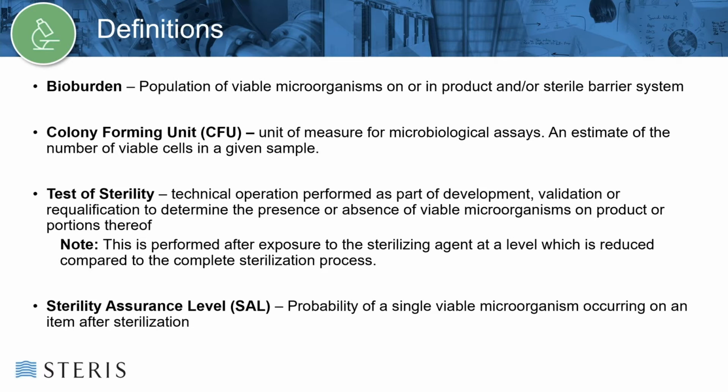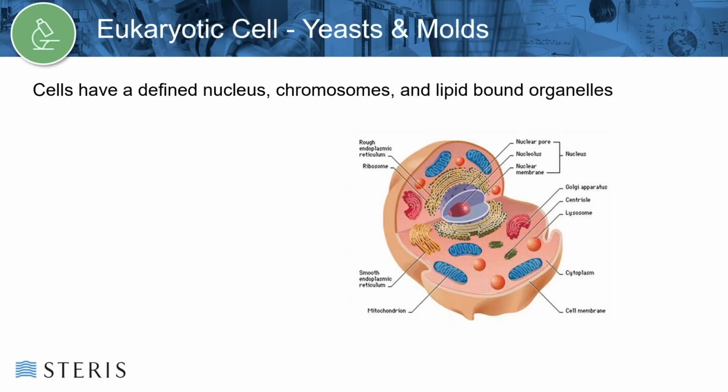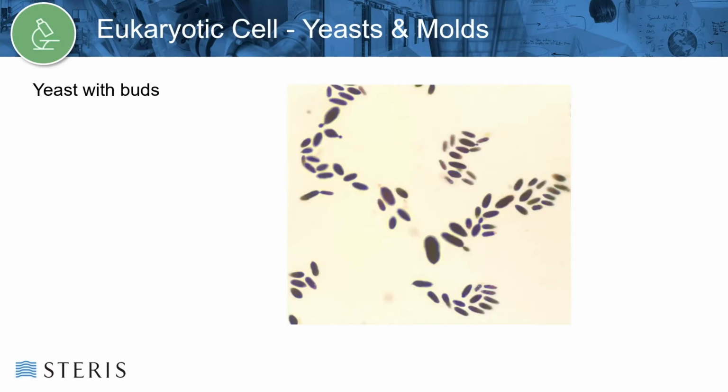Bioburden is comprised of bacteria and fungi. Fungi include yeast and molds. Fungi are eukaryotic cells with a defined nucleus, chromosomes, and lipid-bound organelles, where various cell functions take place, such as storage and metabolic activities.